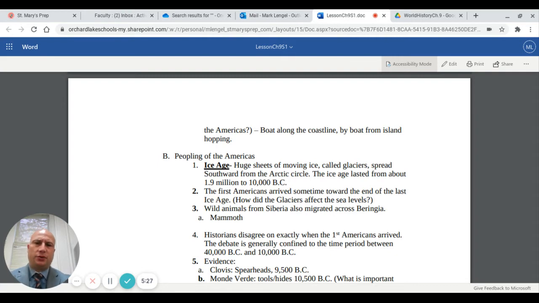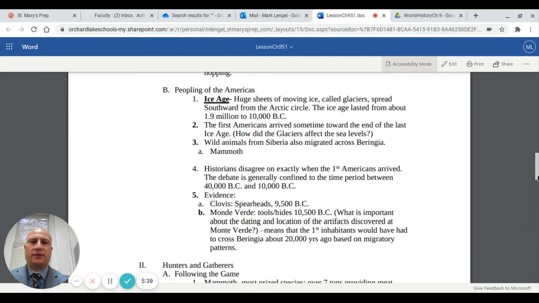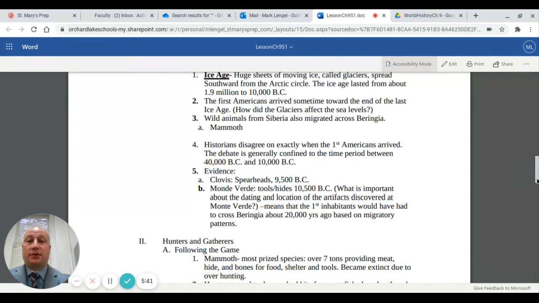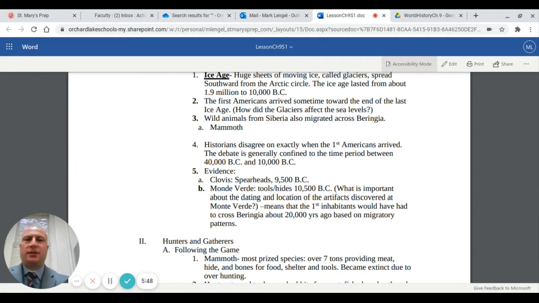This was a time in which huge sheets of moving ice called glaciers were spreading southward from the Arctic Circle. The Ice Age lasted from about 1.9 million all the way to 10,000 BC. The first Americans arrived sometime toward the end of the last Ice Age, so that would be closer to 10,000 BC. We generally think between 40,000 and 10,000 BC is when the earliest Americans came.